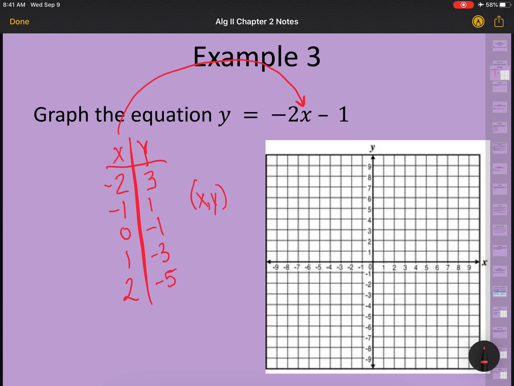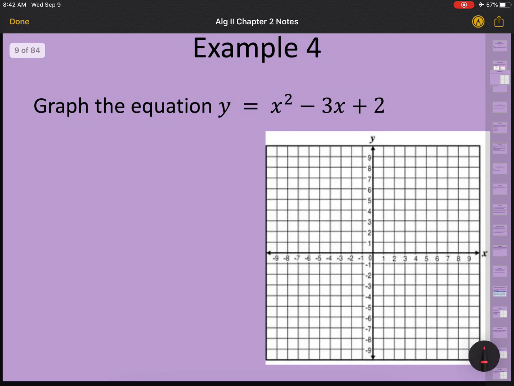So these are all coordinate pairs that I can graph. -2, 3, -1, 1, 0, -1, 1, -3, and 2, -5. The last step is to connect them all for your line, and here we have it graphed.